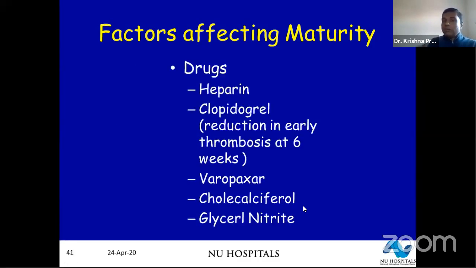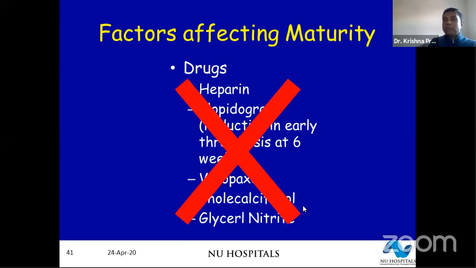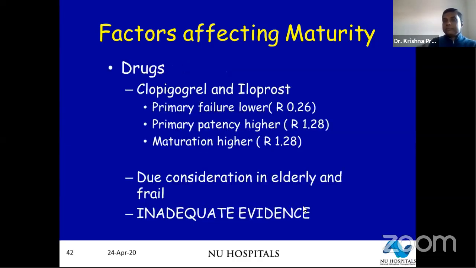What we are all waiting to listen: can I use heparin? Can I use clopidogrel? Can I use warfarin, cholecalciferol, glyceryl nitrate? No outcomes, no change in primary patencies with use of any of these pharmacotherapeutic agents. Clopidogrel, to an extent, can reduce early thrombosis if you have already had problems in anatomy of the fistula. That's about it.